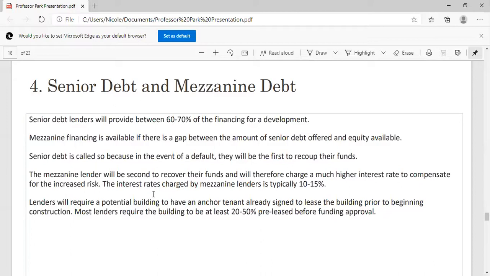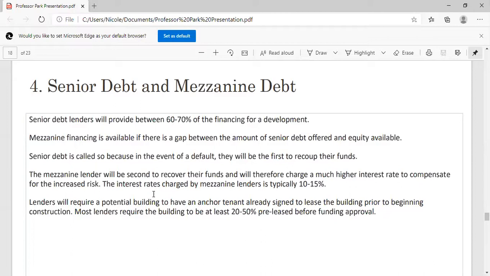So they will come in and fill that gap between what the senior debt has offered and the equity that is available. And like I said, senior debt is called so because in the event of a default, they'll be the first to get their funds back. And the mezzanine lender will be the second to recover their funds, and so they'll charge a much higher interest rate than a senior debt lender will. A senior debt lender will be plus or minus 5%. A mezzanine lender will be 10 to 15%.